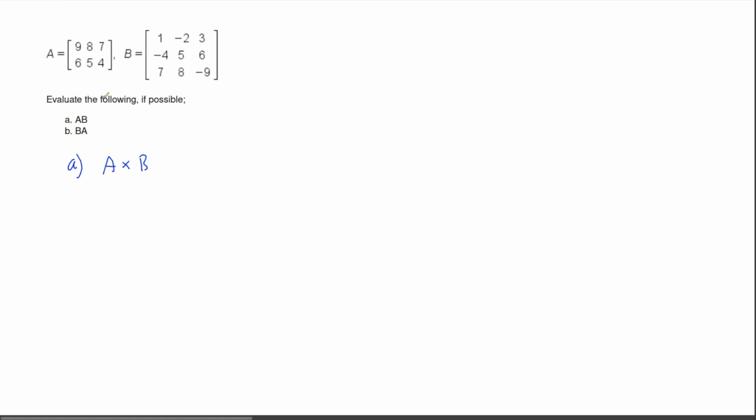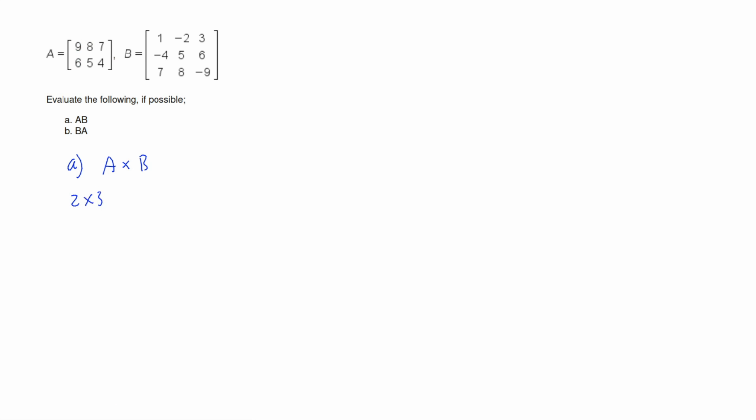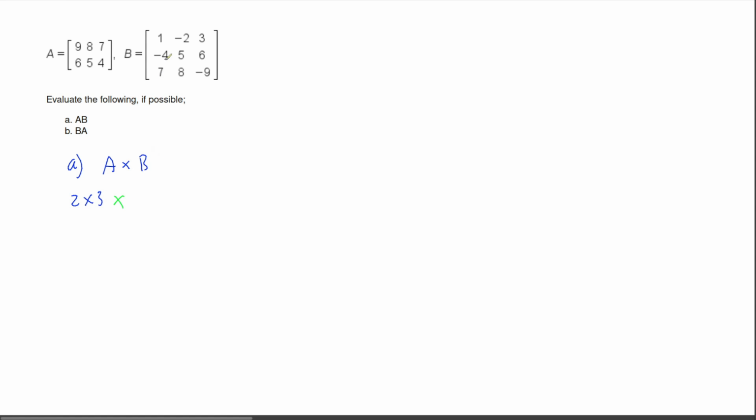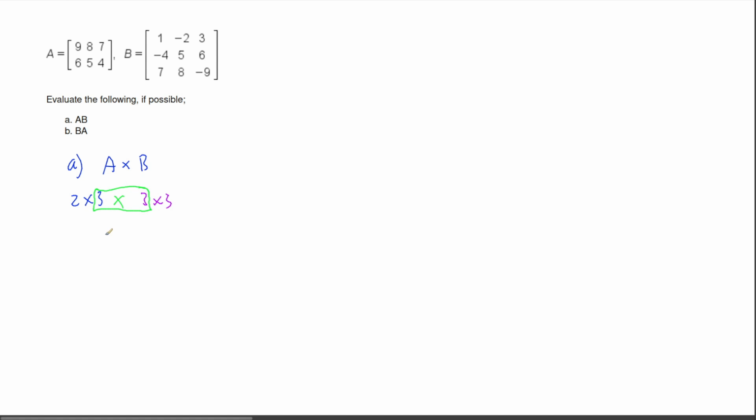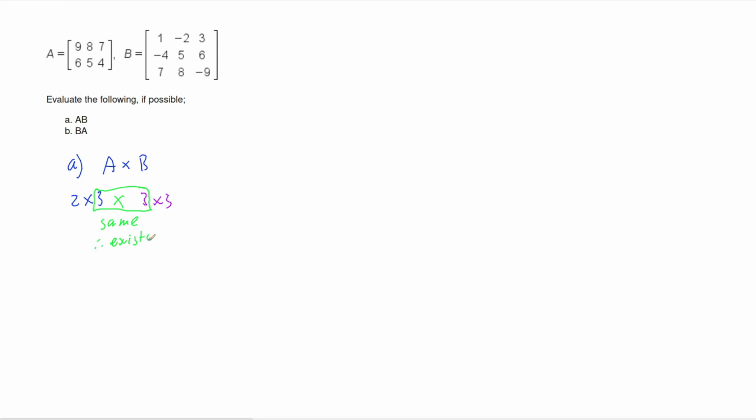The order of matrix A is it's got 2 rows and 3 columns, so it's a 2 by 3. And then I'm trying to multiply that onto matrix B, which is the square matrix, 3 by 3. So then we check the numbers of the column to row in the middle of our order check, and they are the same. So therefore we can multiply, so the product exists.